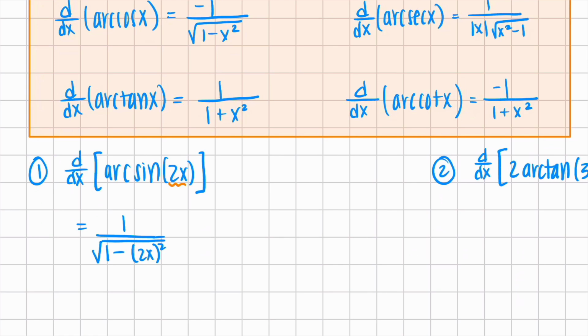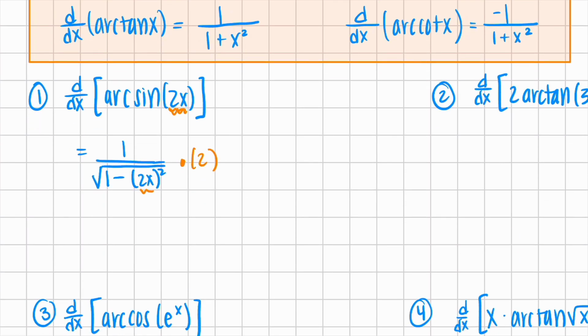And because I have a function 2x inside my arcsine, this is a composite, so I need to use chain rule on the 2x. So I'm going to multiply by the derivative of 2x. The derivative of 2x is 2. If you need help with the chain rule, I will have my chain rule video linked in the description of this video. We want to simplify from here. We get 2 over the square root of 1 minus 2x squared, which is 4x squared. And there's your derivative.